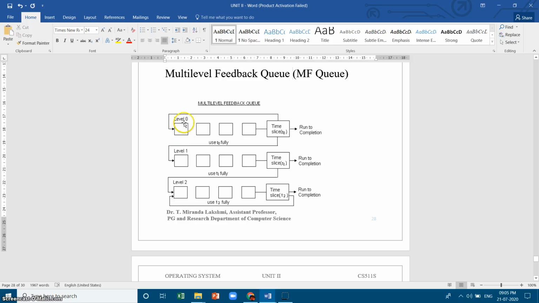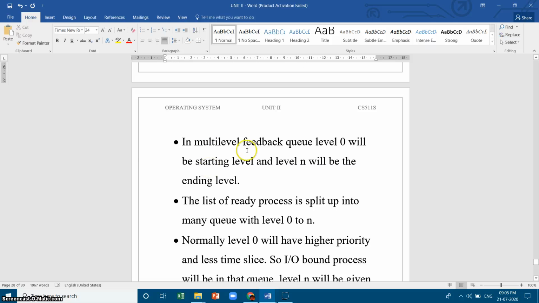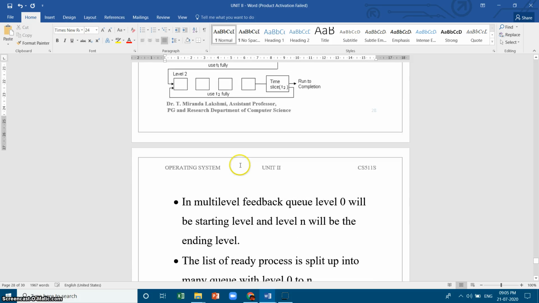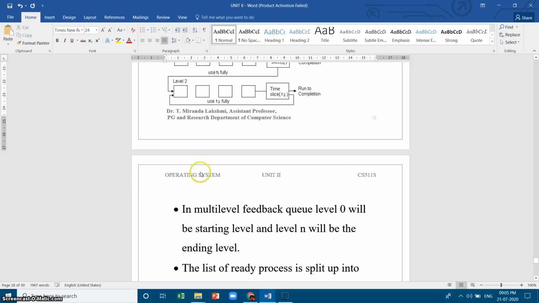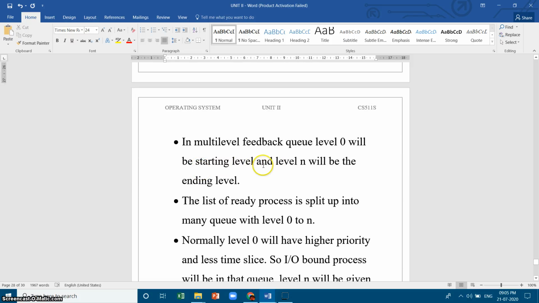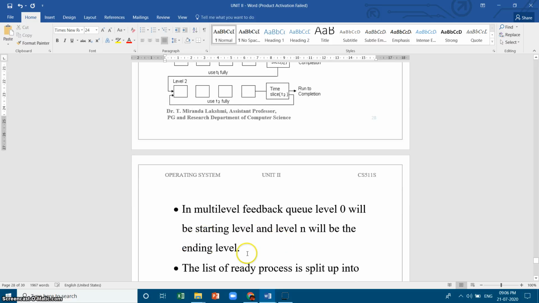It is not restricted from 0 to 2. We can have a third level, fourth level, fifth level, till n levels we can have. So now you can see how it will be working. In a multi-level feedback queue, level 0 will be your starting level. Already I told that level 0 is your starting level, and level n will be your ending level. Here n is represented as 2, so level 2 represents your ending level.